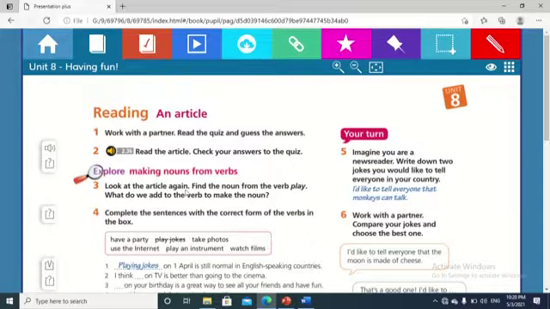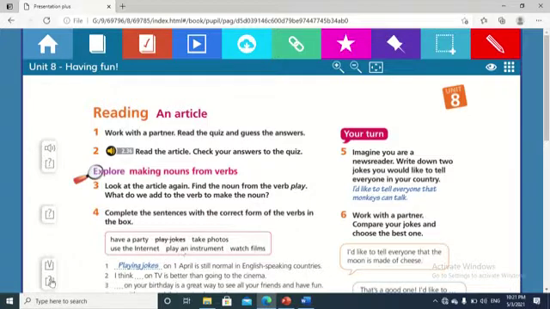So look at the article again. Find the noun from the verb play. What do we add to the verb to make the noun? So play. How can you change play into a noun? Of course, play becomes playing. Playing is the gerund of play. So complete the sentences with the correct form of the verbs in the box. Have a party, play jokes, take photos, use the internet, play an instrument, watch films.